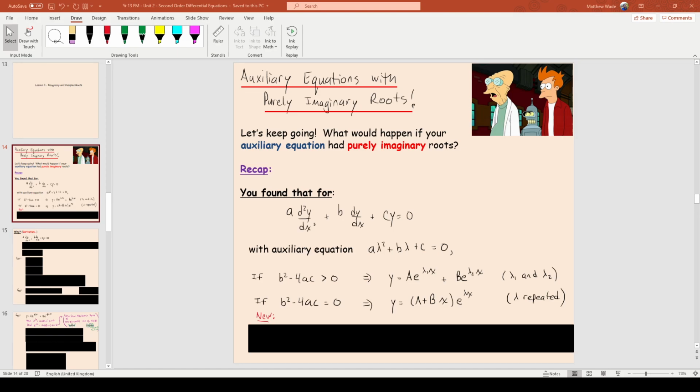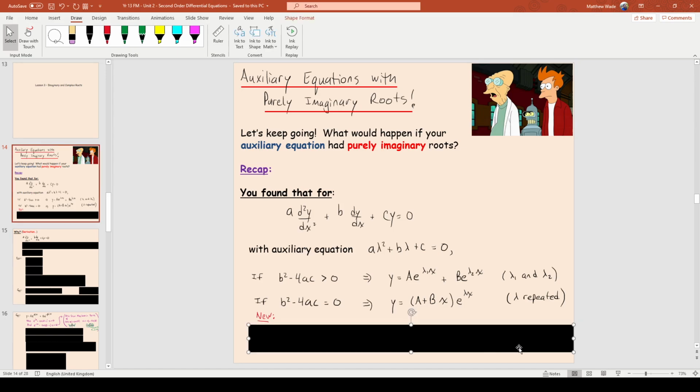Secondly, we did it where we got a repeated root. So we got the discriminant equaling 0, and then we got this: a plus bx, e to the lambda x. And whilst the bx kind of looks suspicious, last lesson we did prove it still worked. We did it in a roundabout way. We showed that the bx e to the lambda x did work as a complementary function, and it still gave the same answer.